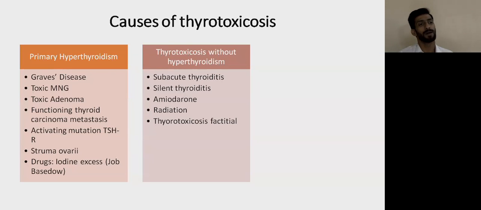These are the common causes for thyrotoxicosis without hyperthyroidism. So the easy way to remember is destructive thyrotoxicosis and thyrotoxicosis factitia. Factitia is basically you take in a lot more levothyroxine. And among the destructive: drugs, radiation, amiodarone, subacute. It's an easier way to remember it like that.